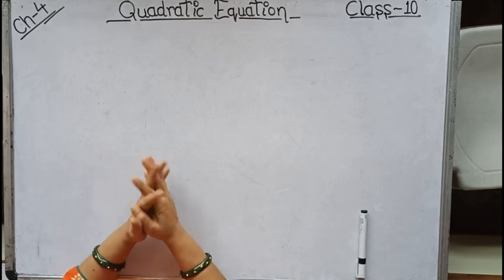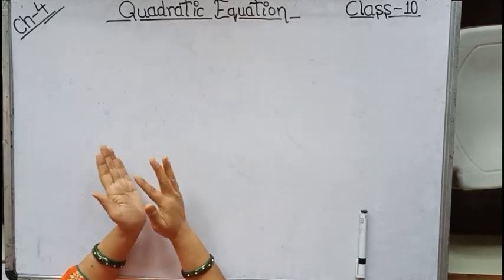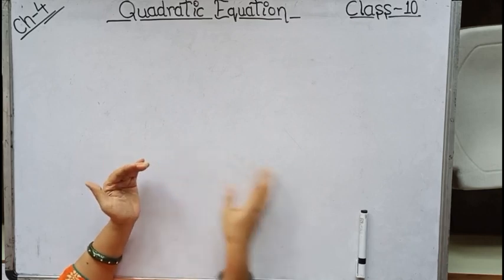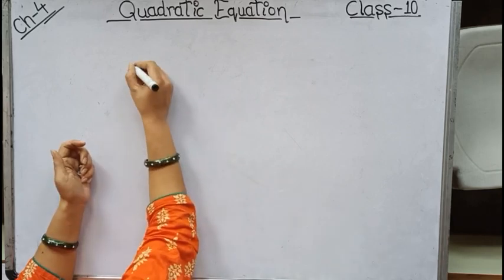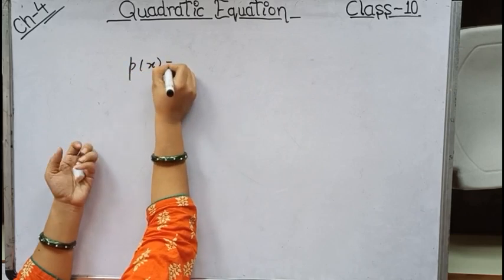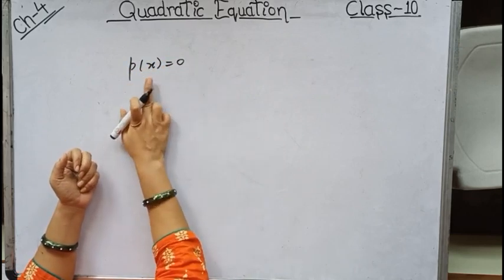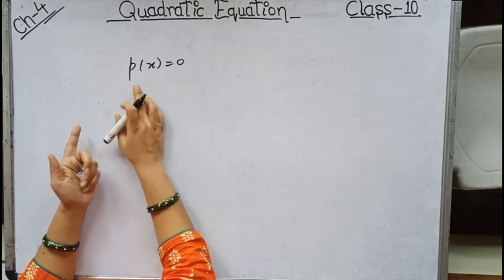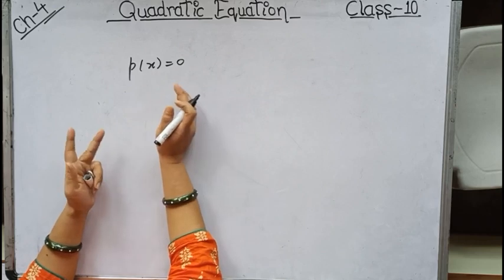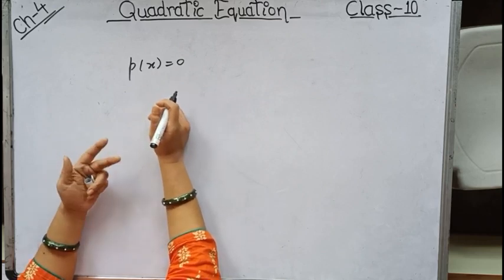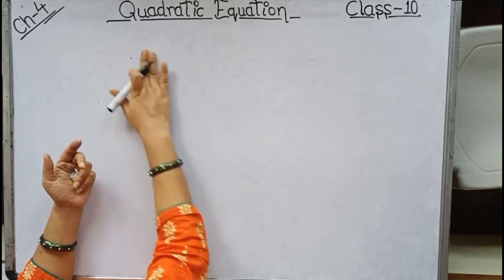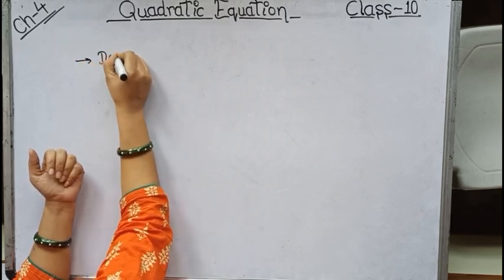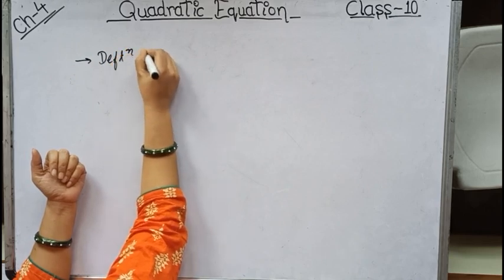Now, quadratic equation you have been doing from the junior classes. What is a quadratic equation? An equation whose degree is 2. Roughly, if we write a polynomial p(x) equals 0, and if this polynomial is of degree 2, this is called a quadratic equation, roughly we can say. Before that, in this chapter, first we will know the definition of the quadratic equation.